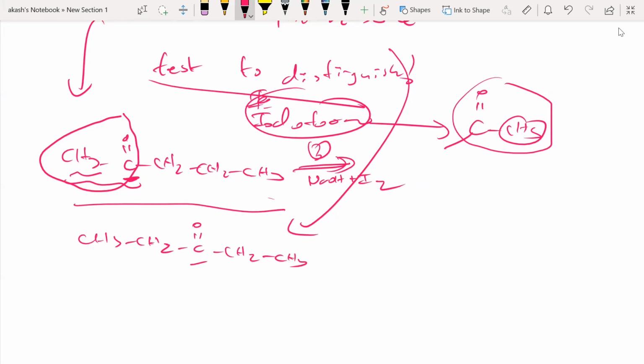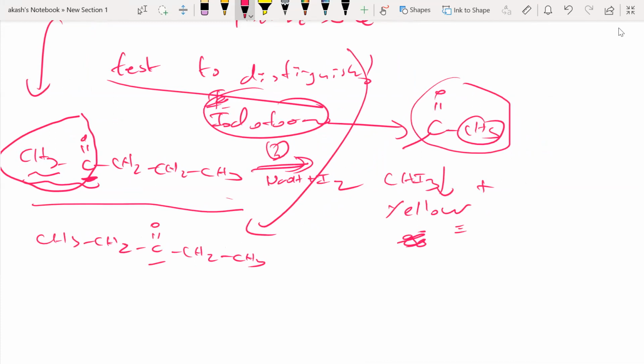Tell me the products. What will be the products? One will be CHI3, sir. Okay, one product is CHI3. This is what gives your yellow color, and easily you'll be able to predict that if you form the yellow color, it is giving the iodoform reaction. Okay, what is the next product?